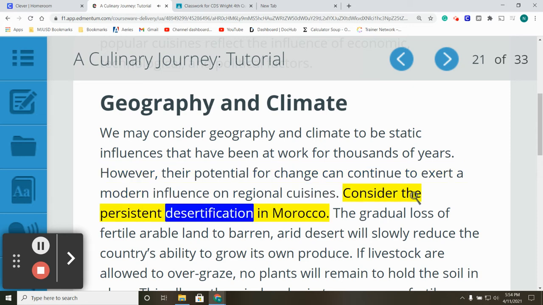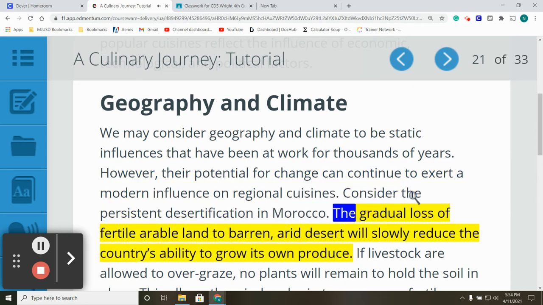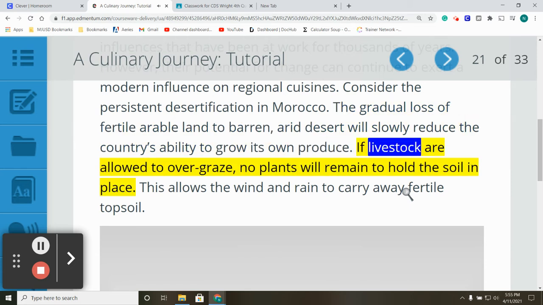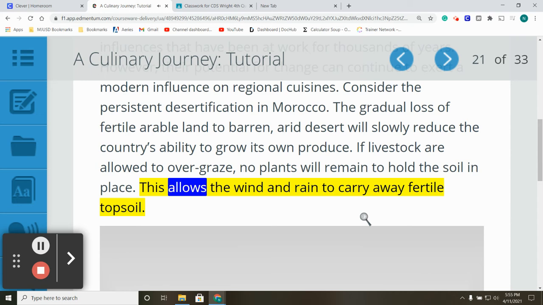Consider the persistent desertification in Morocco. The gradual loss of fertile arable land to barren, arid desert will slowly reduce the country's ability to grow its own produce. If livestock are allowed to overgraze, no plants will remain to hold the soil in place. This allows the wind and rain to carry away fertile topsoil. A world map.